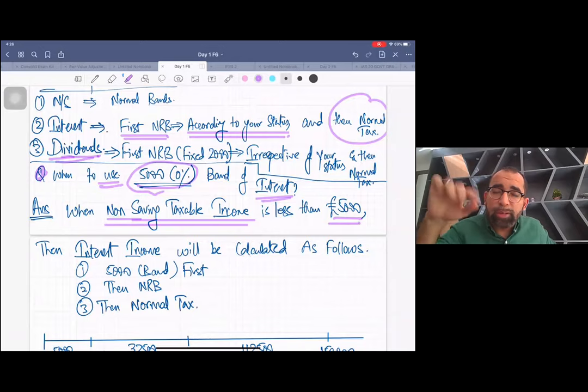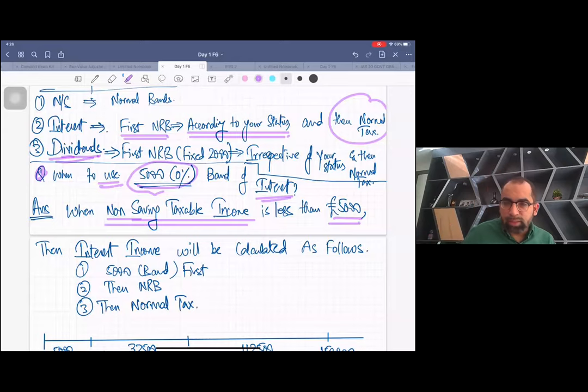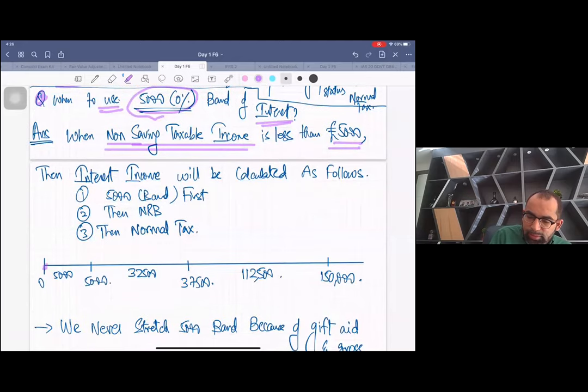Whenever your non-saving taxable income is less than 5,000, then you will be able to use the interest income 0% band. And in that question, listen, you will have to break your bands like this: 0 to 5,000, 5,000 to 37,500, 37,500 to 150,000. In this way, you will break the band.